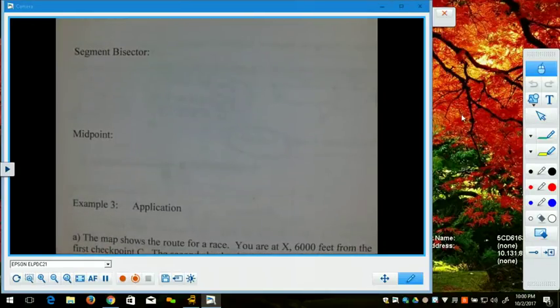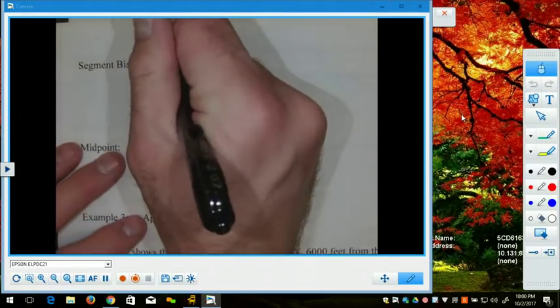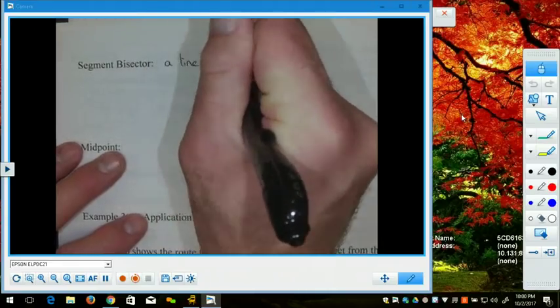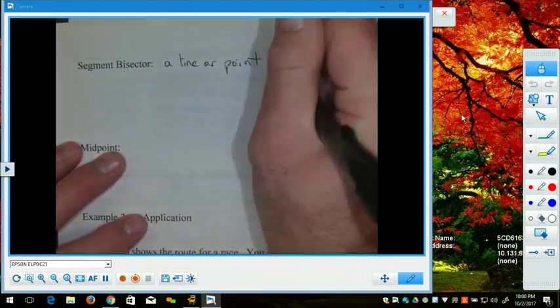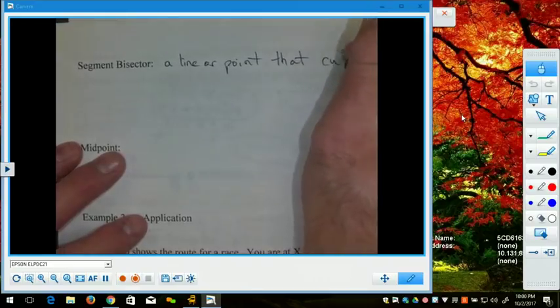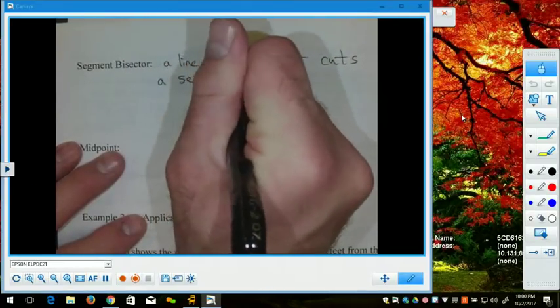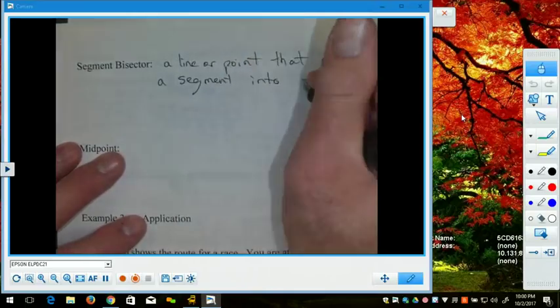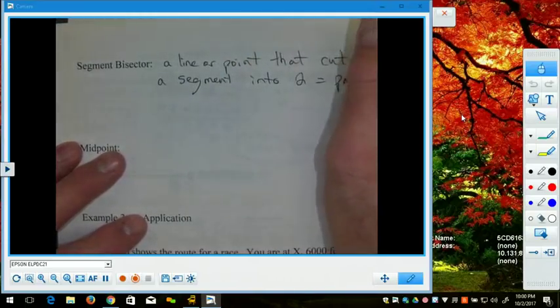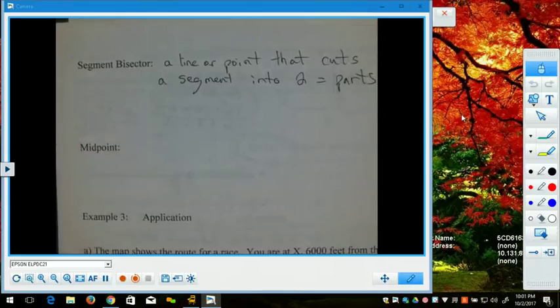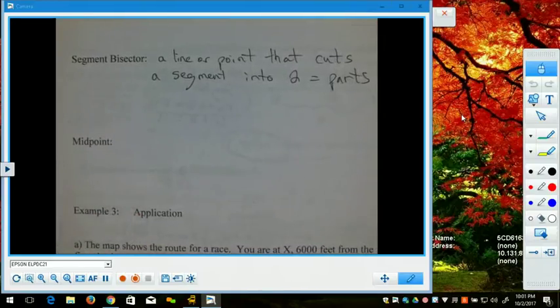Welcome to lesson 1.2. We're looking at examples 3 and 4 using definition of segment bisector and midpoint. A segment bisector is a line or point that cuts a segment into two equal parts. To bisect means to cut into two equal sectors or two equal pieces.